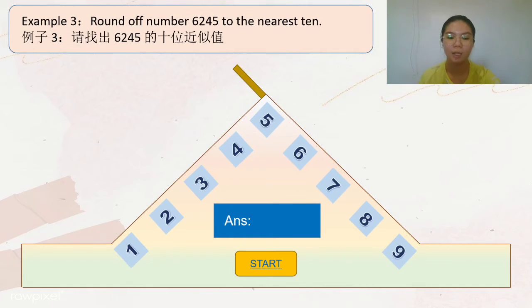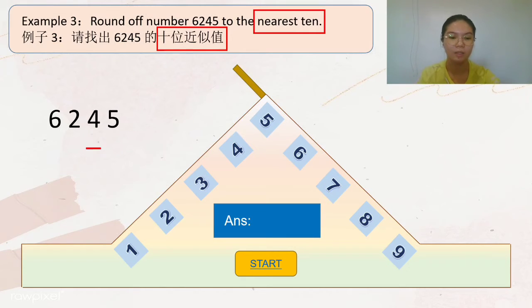Okay, so now we will go to the last example, which is to round off the number 6,245 to the nearest 10. So same as before, we need to determine the rounding place, which is the nearest 10, and we write down the number and underline the rounding place, tens. So based on the question, if we round the number to the nearest 10, we need to keep only the last digit, written as 0. So I wrote a 0 here. And from here, we can know that the possible answer will either be 6,240 if we do not round up, or 6,250 if it is rounded up.